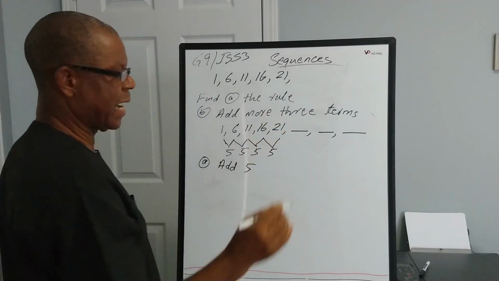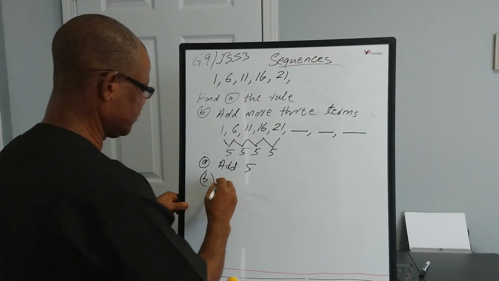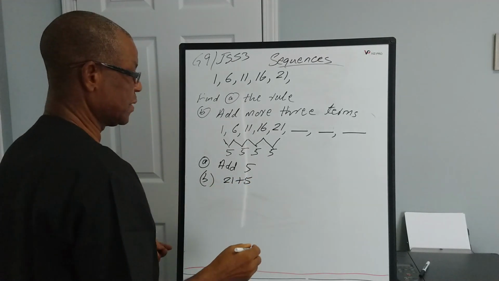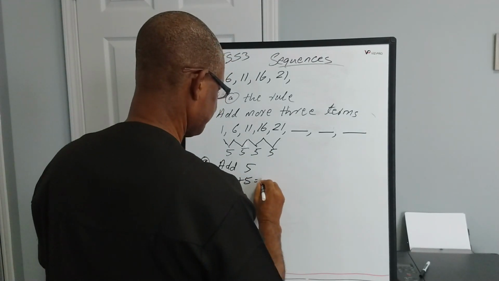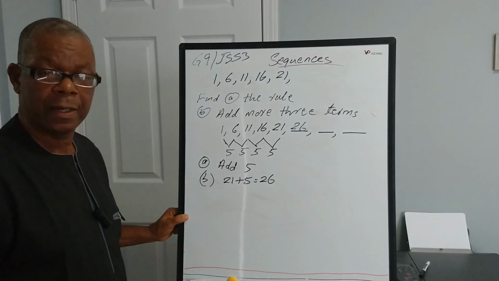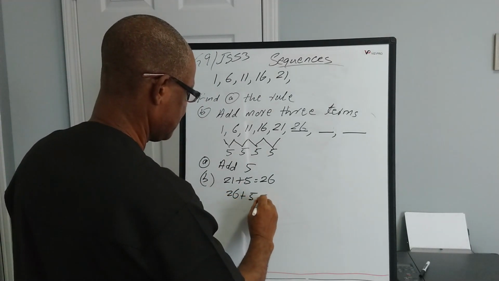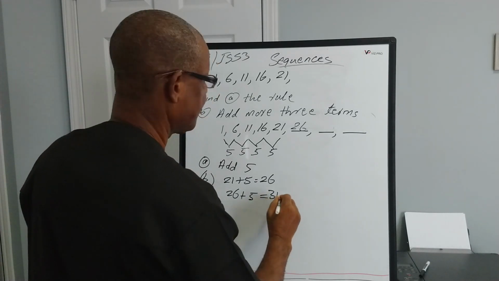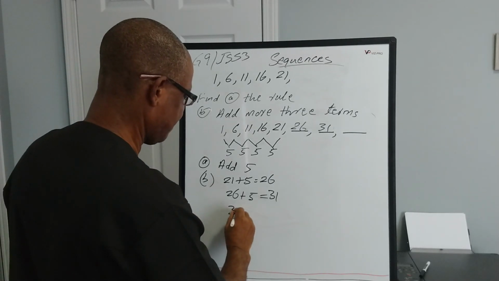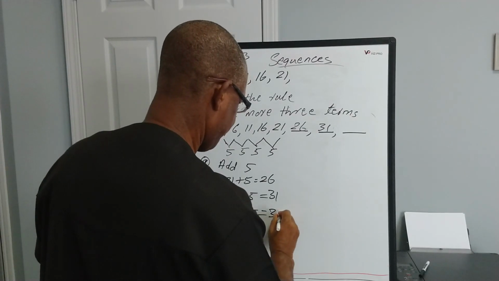Keep on adding 5. And for B, we have 21 plus 5. That will give us 26. We write out 26. And we have 26 plus 5. That will give us 31. We have 31. And then 31 plus 5 will give us 36. That is 36.